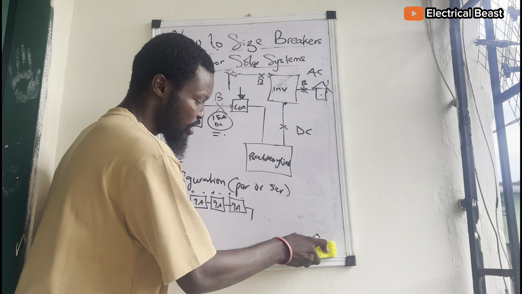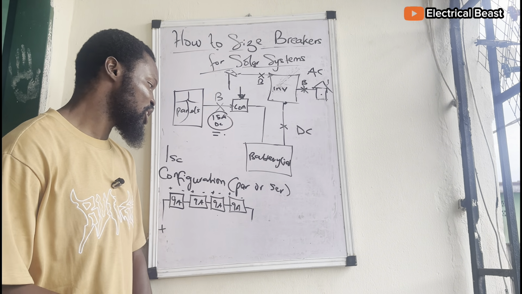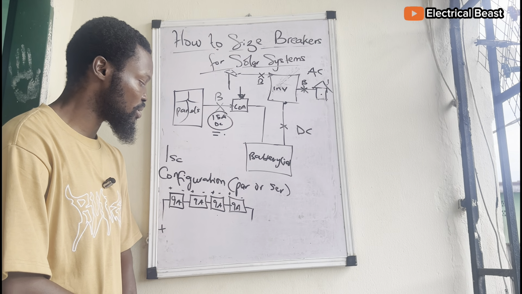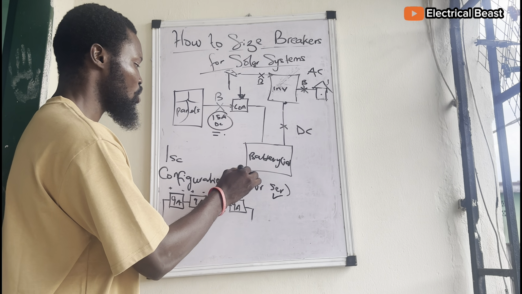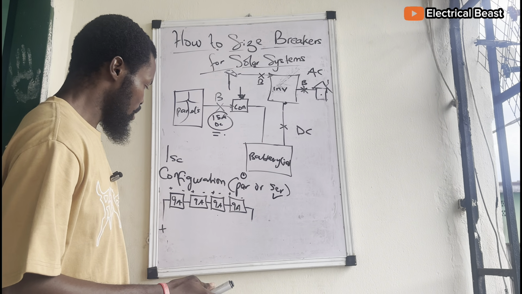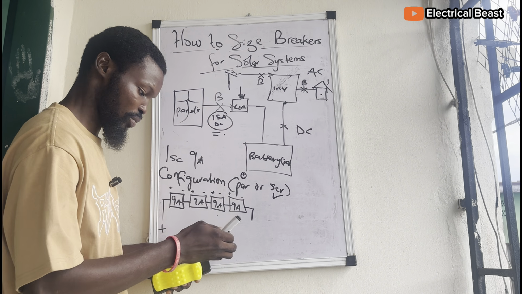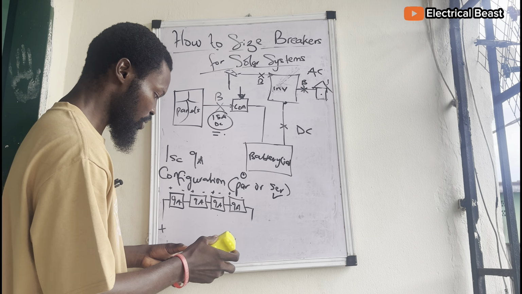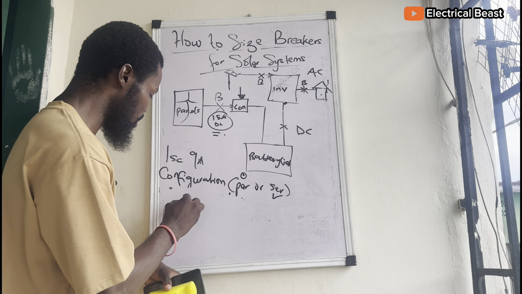Now let's go to parallel connection. For parallel connection, you need to understand the implication of connecting panels in parallel. We've dealt with the configuration for series. Now let's talk about parallel. We know the ISC. The ISC remains 9 amps. Okay, so let's draw the parallel connection for 4 panels.